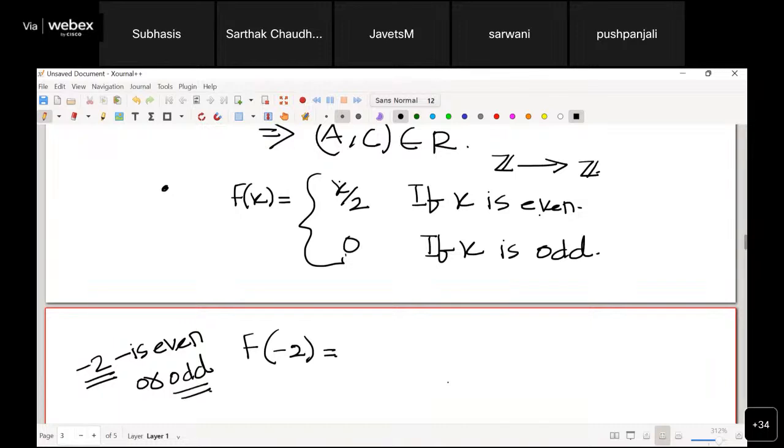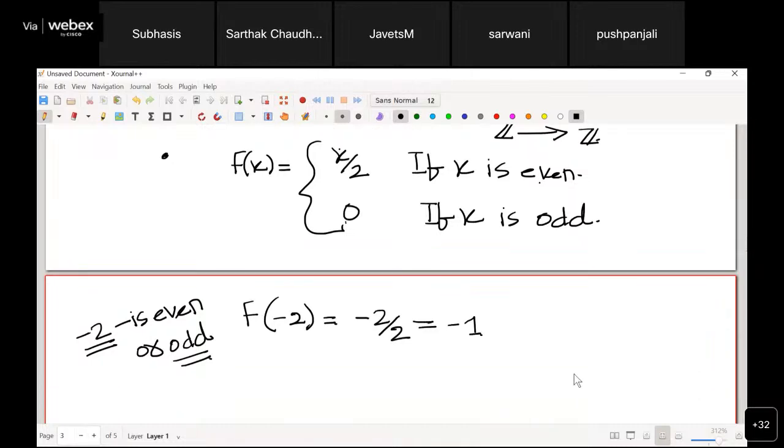Even. Even, right? So by your definition, if x is even, then what is the value of its image? This is x by 2, right? Then f of -2 is what? -2 by 2, which is -1, right? Correct or not? Yeah. I mean to say that if we put a negative or positive even value, then we get an even value. So we put two values and get one image.